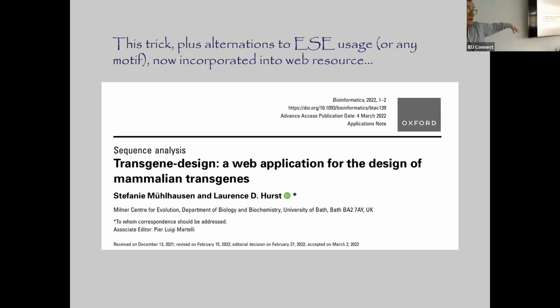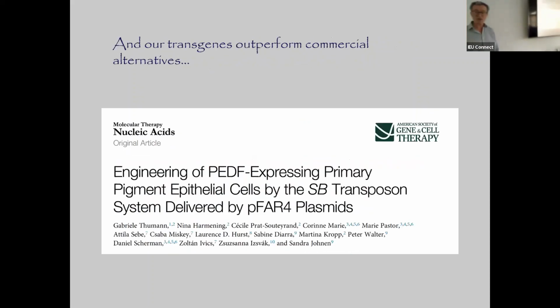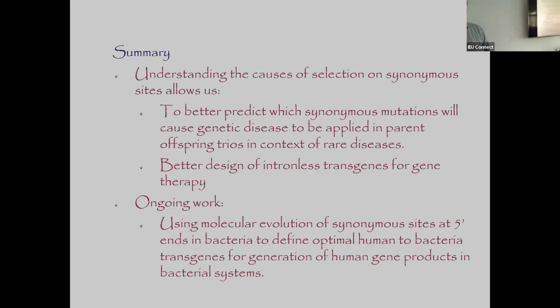We think that's actually what's going on in most of that optimization. If it works, it's actually because it's mimicking these filters that we've got for good and bad ones. We actually tested that out by competing our version of a transgene against commercially optimized ones, and bingo, ours outperformed the commercial ones quite considerably. So the summary of all of this is that evolutionary biologists can be useful.